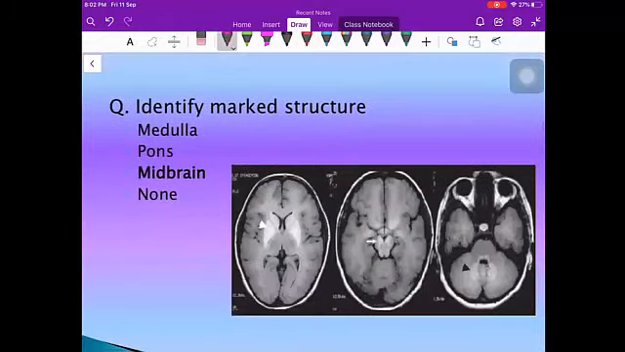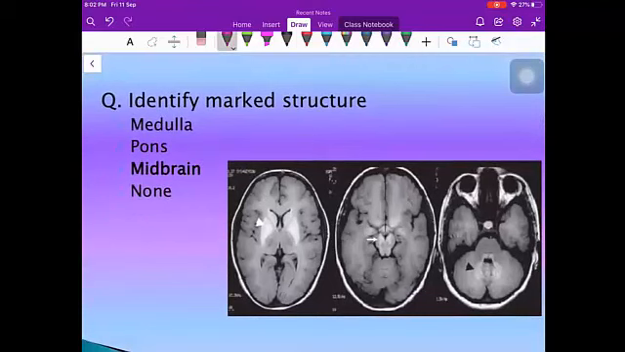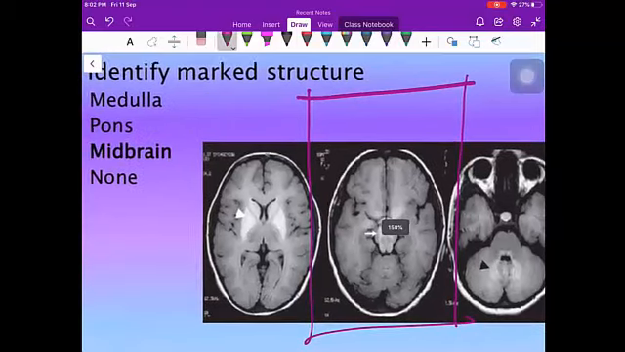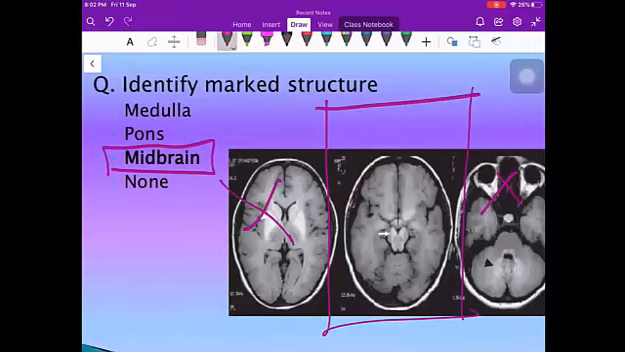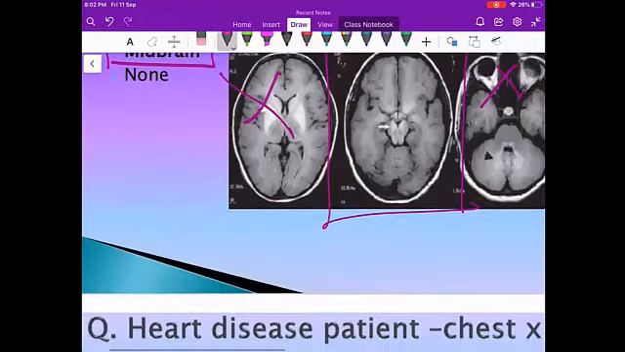Next question, identify the marked structure. Okay, these three images were not given, only one image was given. When I was selecting the image from Google, it was difficult for me to find a single image, so I've just taken this. But in the exam, the three images were not given, only one image, and this marked structure was midbrain. So for this, refer to your radiology or anatomy.